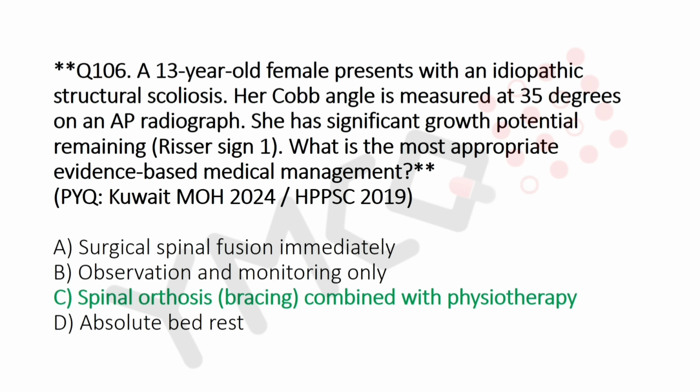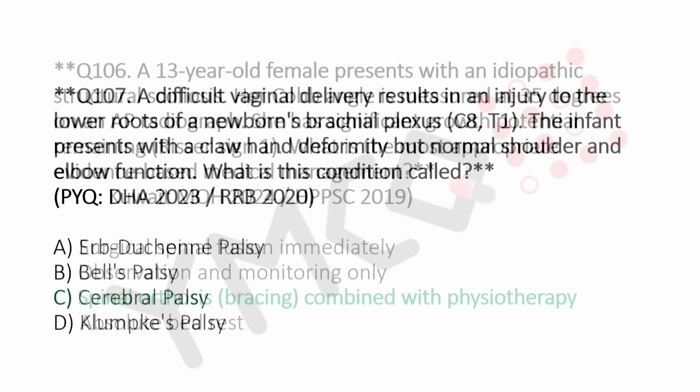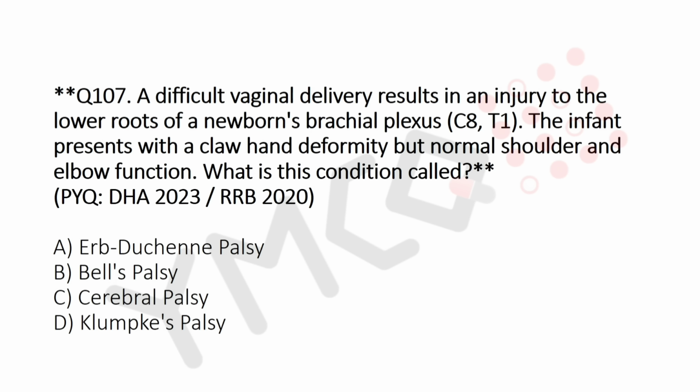Okay. Now let's move to question number 107. A difficult vaginal delivery results in an injury to the lower root of the newborn's brachial plexus. The infant presents with claw hand deformity but normal shoulder and elbow function. What is the condition called? Option A, Erb's-Duchenne palsy. Option B, Bell's palsy. Option C, cerebral palsy. Option D, Klumpke's palsy.